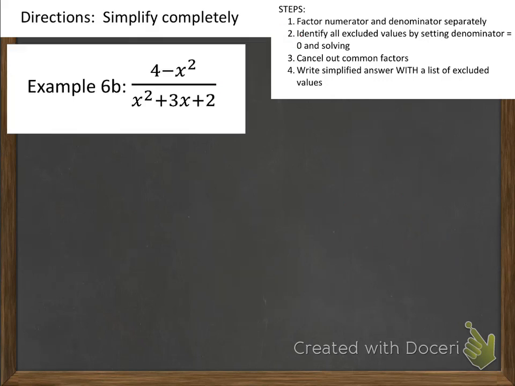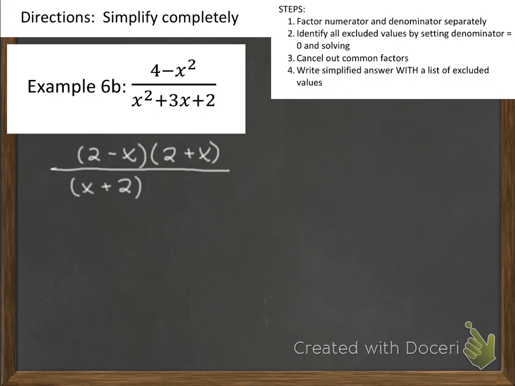All right, let's continue. So here we have 4 minus x squared, which is a binomial, and it is a difference of squares. So we can write it as 2 minus x times the quantity 2 plus x. And then in the denominator, we have a trinomial with a leading coefficient of 1. So we can rewrite it as x plus 2 times x plus 1. Okay? All right, so already you can probably see that there's some terms upstairs and downstairs that can be canceled.